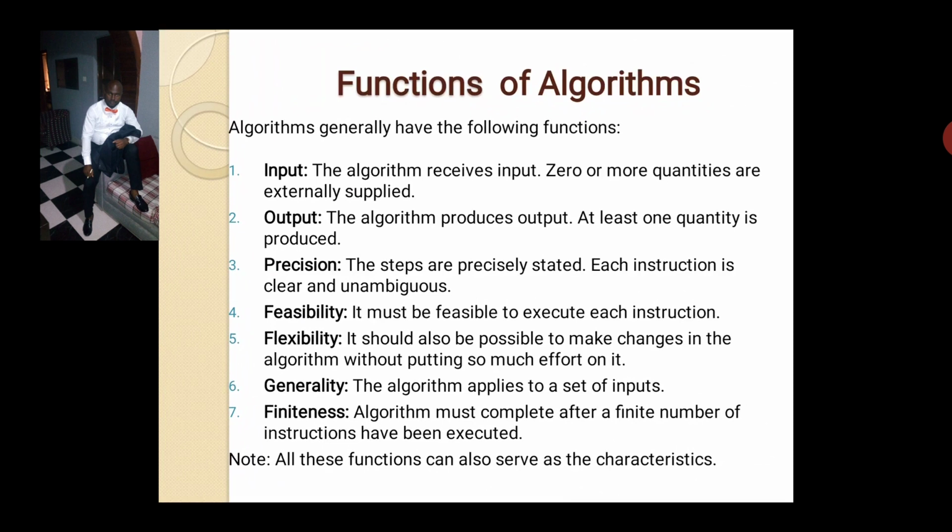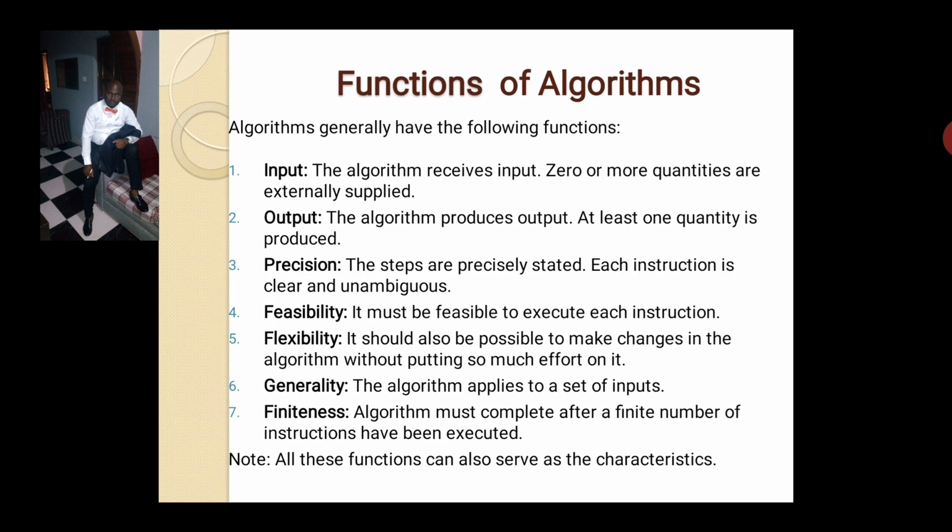The other one is feasibility. It is feasible. It can be easily done. It must be feasible to execute each instruction. Now the other one is flexibility. It must be flexible. It should also be possible to make changes in the algorithm without putting so much effort into it. So it has to be flexible. Now we have generality.